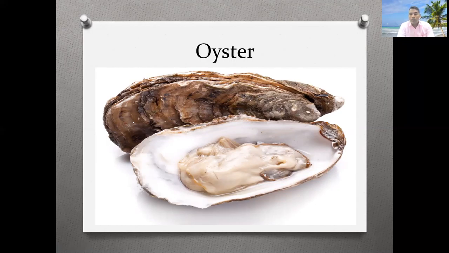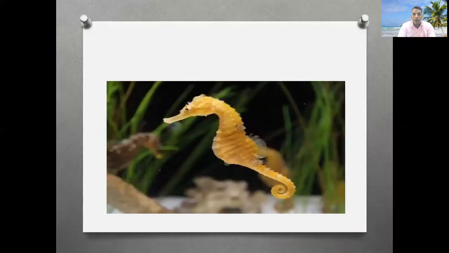And if we want to find this one, we can find it from the sea. There are a lot. It lives in the sea, and his name is oyster. O-Y-S-T-E-R, oyster. Next. What animal is this?